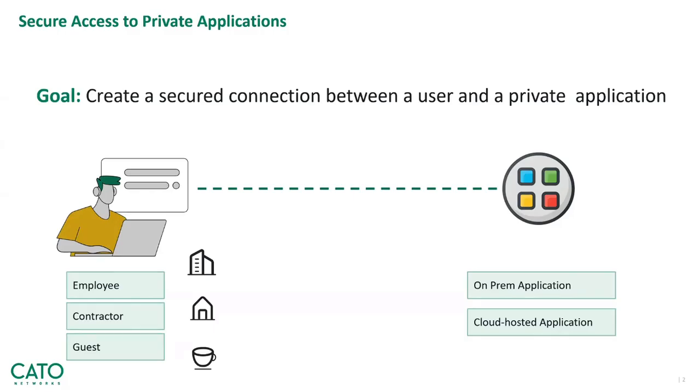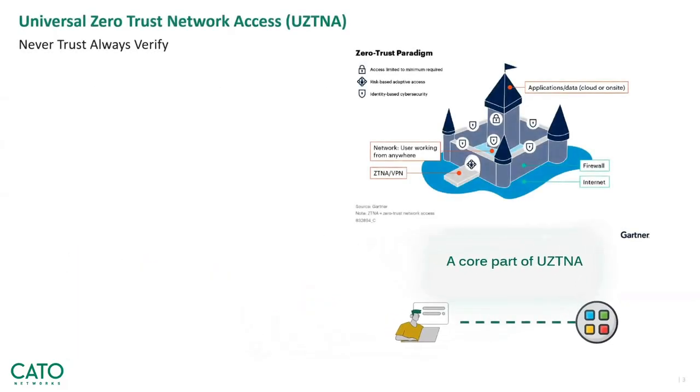So this private access is actually a very core and fundamental part of Universal ZTNA. We will start with a bit of an explanation of what UZTNA, or Universal Zero Trust Network Access, actually is. For that, I will use a great illustration by Gartner. Gartner used the castle illustration to show what makes Universal ZTNA different than traditional VPN solutions.